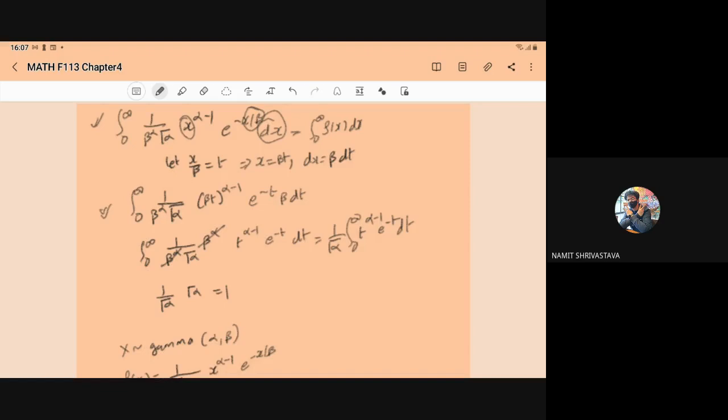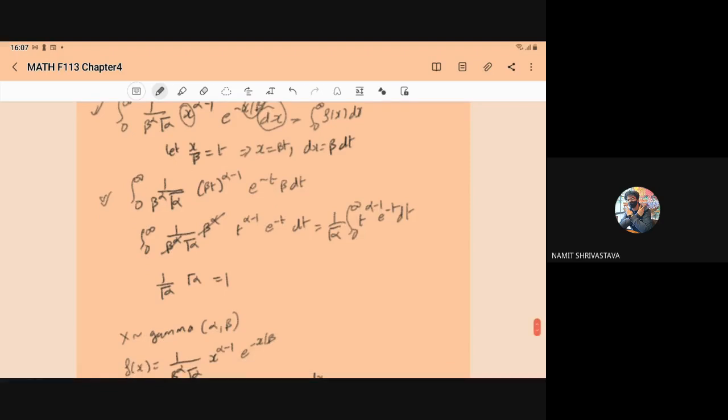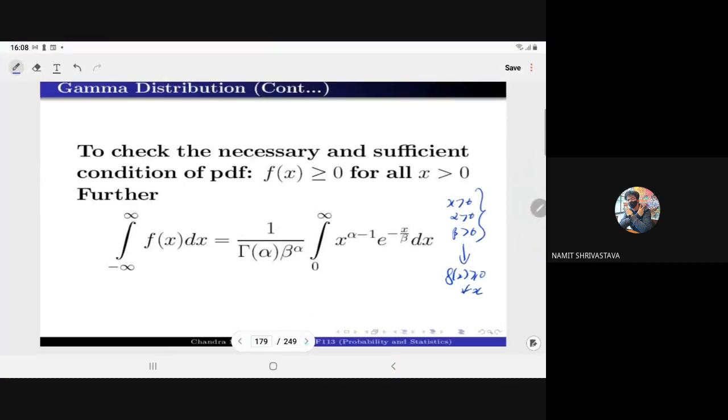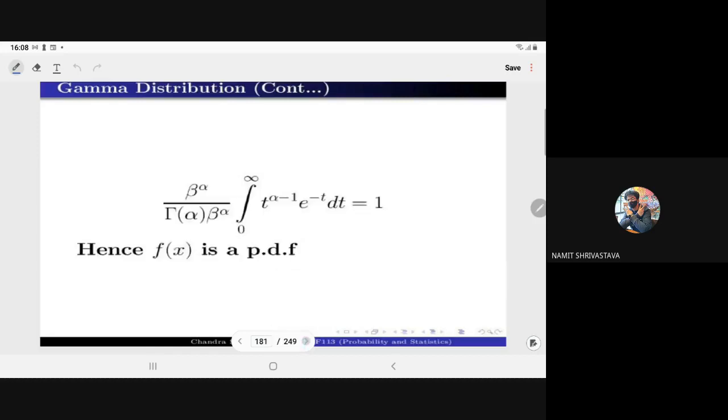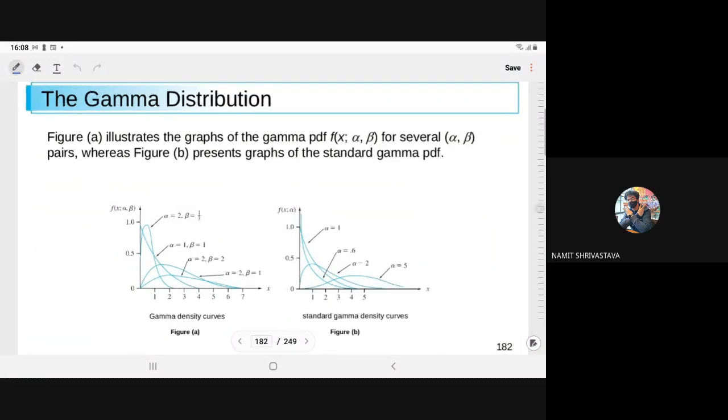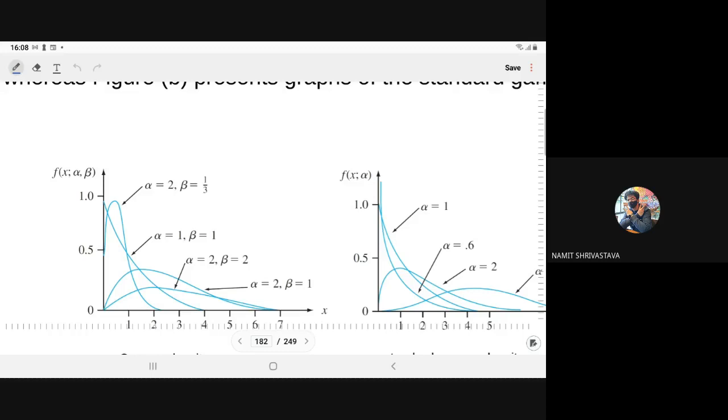So now you can say that f(x) is a PDF, because it satisfies both the necessary and sufficient conditions for being a PDF. So after seeing that the given function is a PDF, for different values of alpha and beta we can see the graph of the PDF f(x). Here for different values of alpha and beta, we have the following graphs.